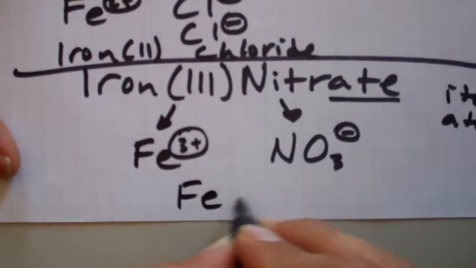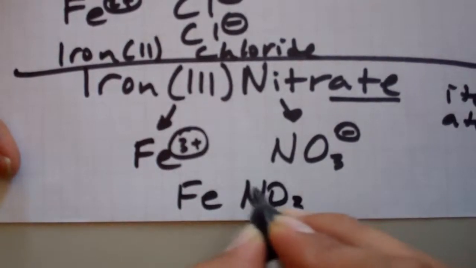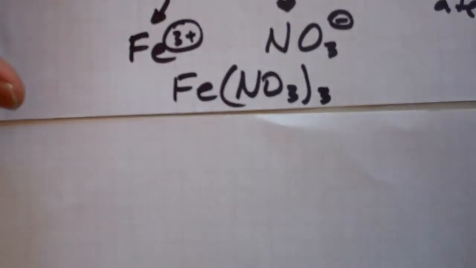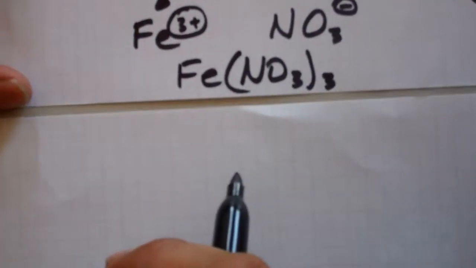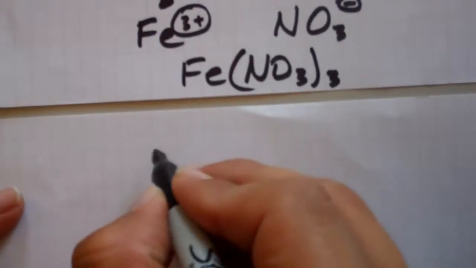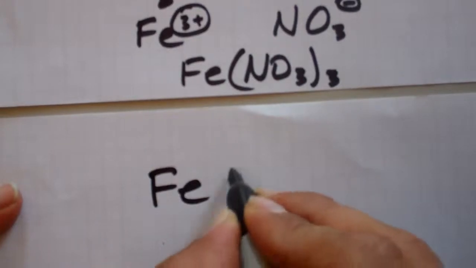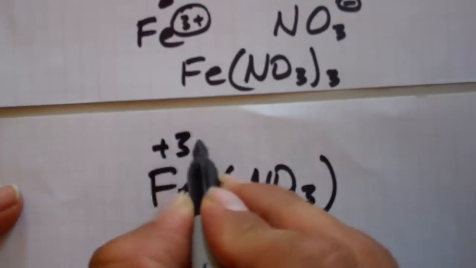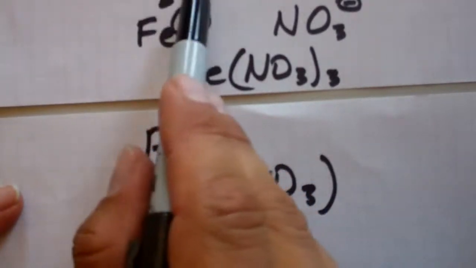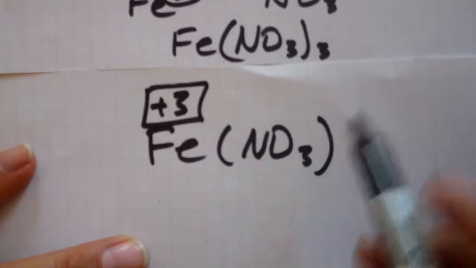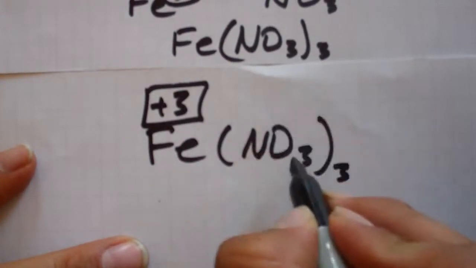So the formula is Fe(NO3)3. Let's find the oxidation numbers for all this stuff. For Fe, this is now +3 because we figured out the charge. Well, they told us what it is, iron 3. If not, we could have figured it out from here anyway. Let's figure out the charge for each of these.